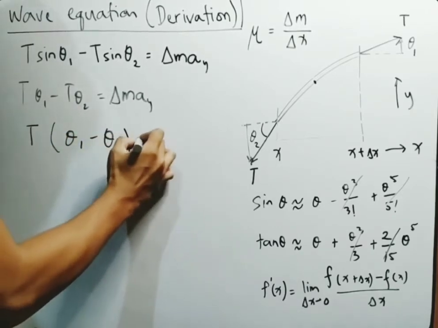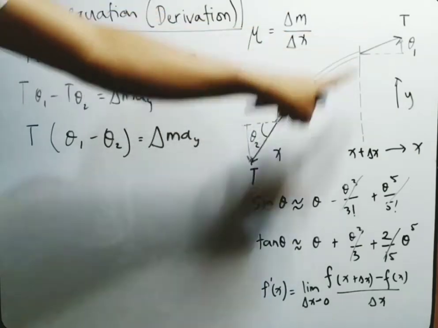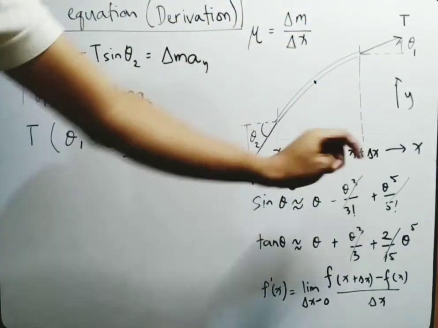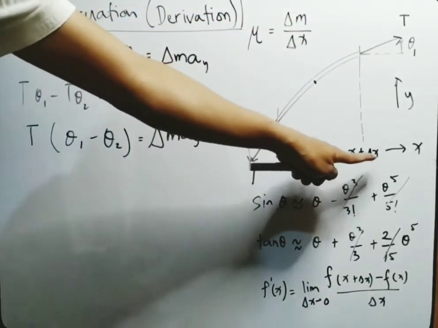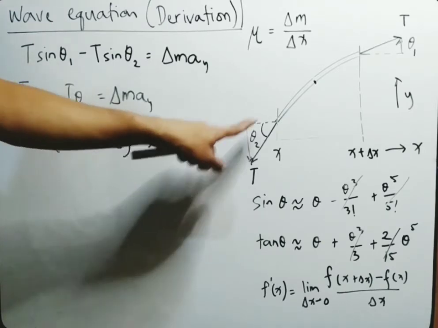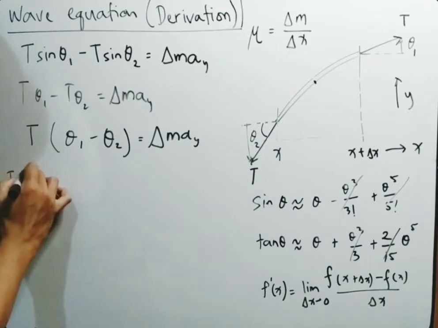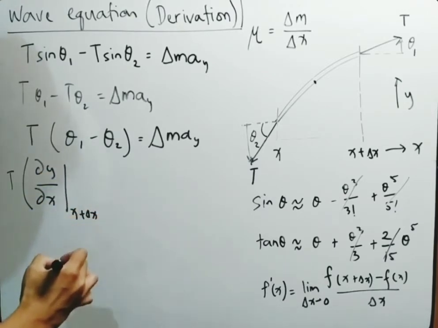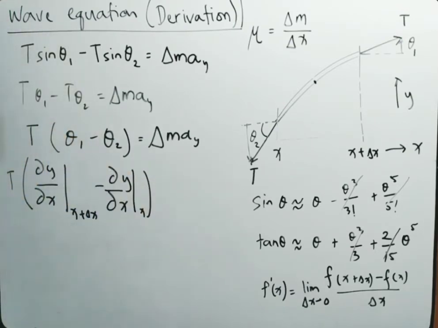Theta 1 minus theta 2 is equal to delta m a sub y. Now, what is this difference? Theta 1, if we're going to use tan theta, would be dy over dx at position x plus delta x. And theta 2 is dy over dx at position x. So let me write it here. That would be the partial derivative dy dx at position x plus delta x minus dy dx at position x. Do you follow?